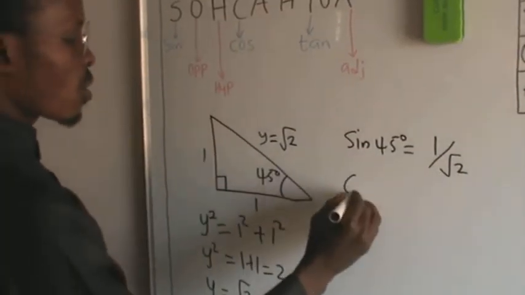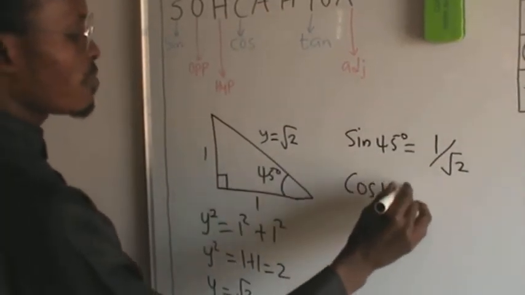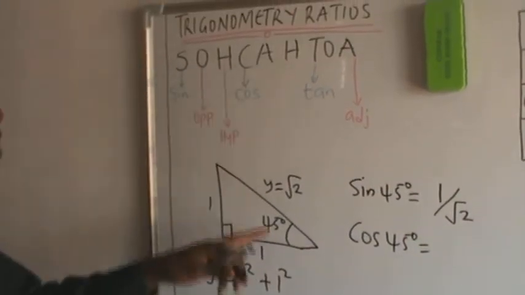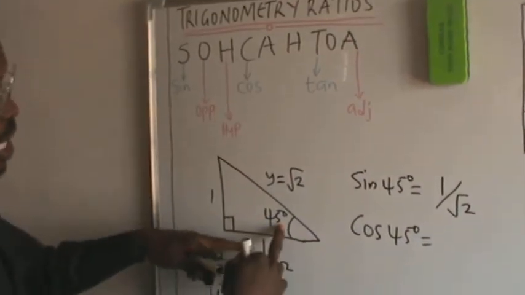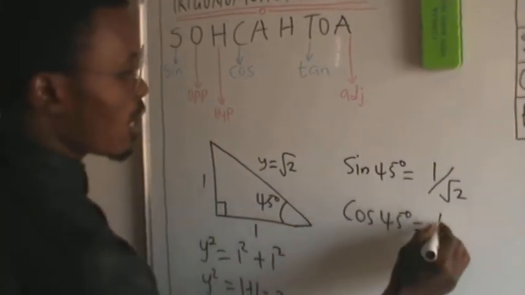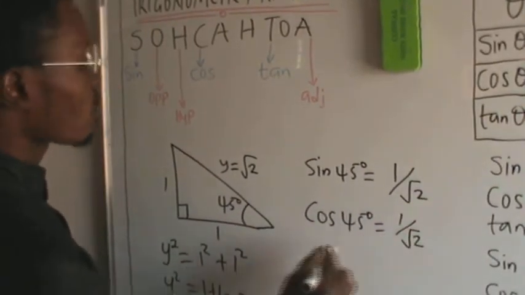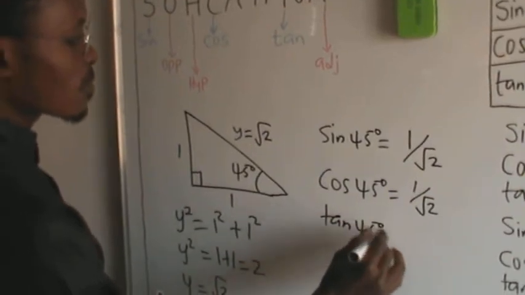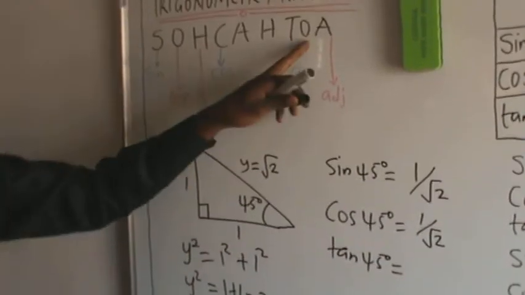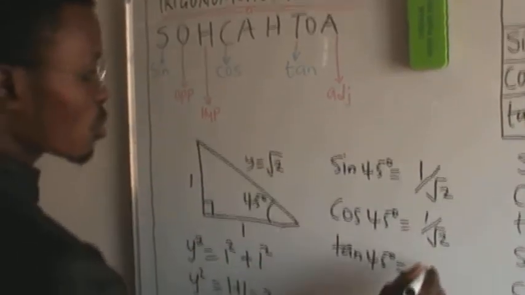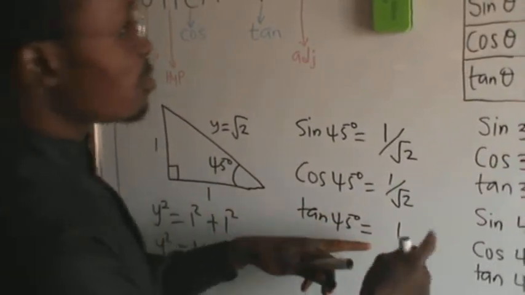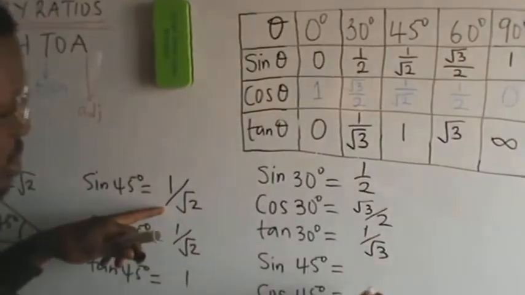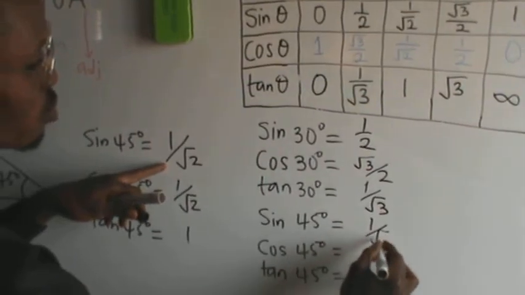Okay? Cos 45 degrees. Cos is given by adjacent over hypotenuse. Adjacent side is 1. Hypotenuse is root 2. 1 over root 2. And the tan of 45 degrees is given by what? The opposite side over the adjacent side, which is 1. So let's compare now with the table. Sin of 45 is 1 over root 2, correct?